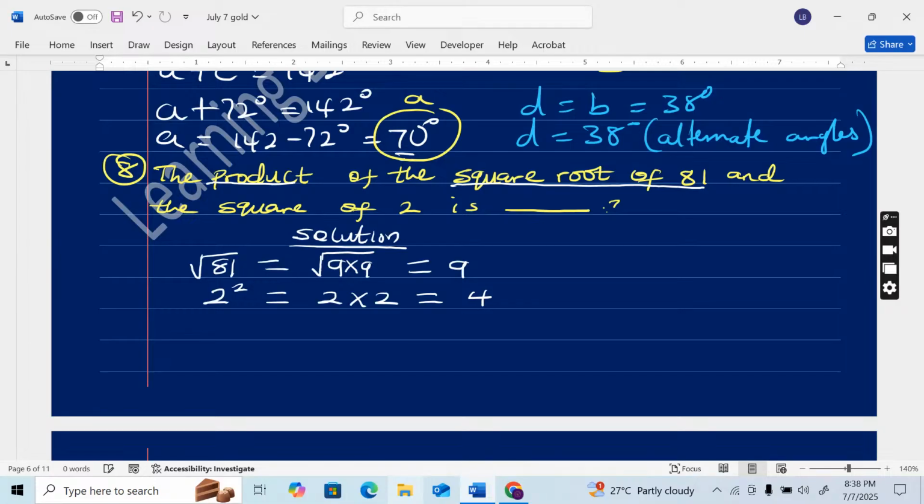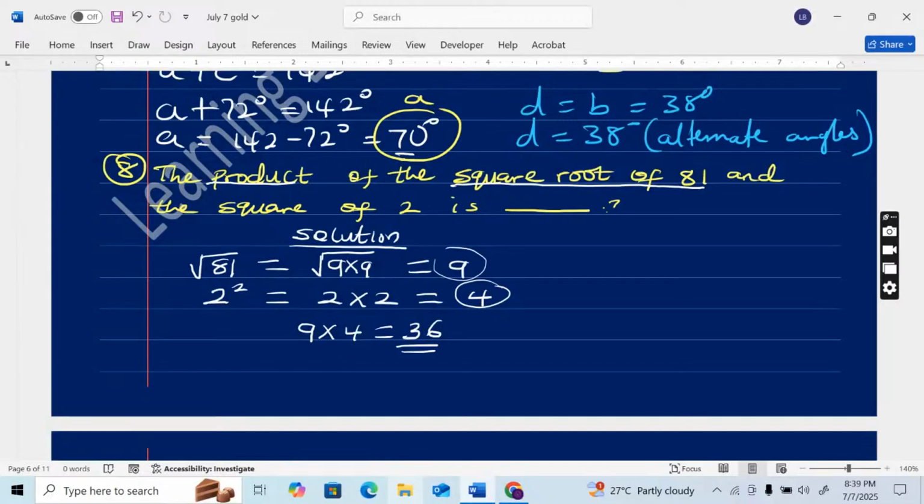So now the main question is we should find the product of this and this. And product means multiplication. Very good. I can see many of you are already doing it. So we already have 9 times 4, which is 36. So that is the answer to the question. Very good. 36.